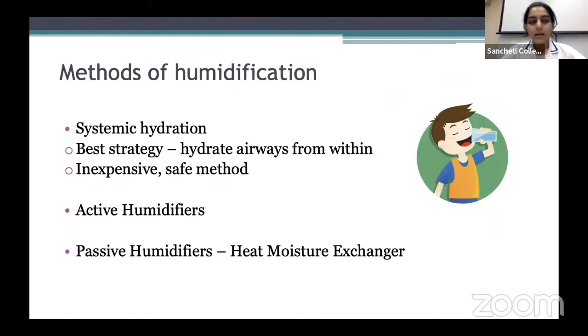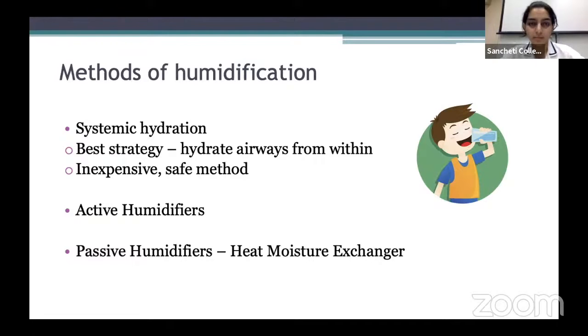Okay. Now, methods of humidification. First, I'm going to talk about systemic hydration. When I say systemic hydration, it basically means drinking water. So you are hydrating your body from within, right? Which is the best form. This basically makes sure that the mucus that is being generated by your respiratory tract has adequate amount of water in it. It's the best strategy.